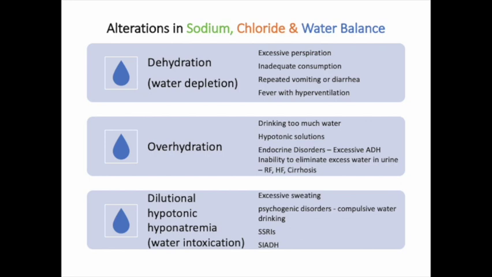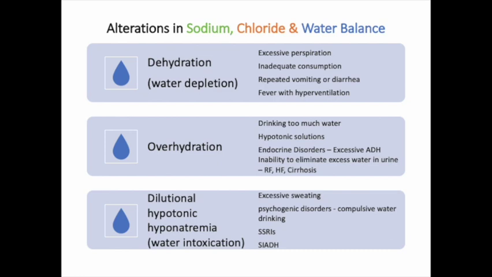Someone with overhydration is someone who's drinking too much water, or they're given hypotonic solutions, or they have an endocrine disorder such as excessive ADH production, or the inability to eliminate excess water in urine. So someone that has renal failure, heart failure, or cirrhosis.